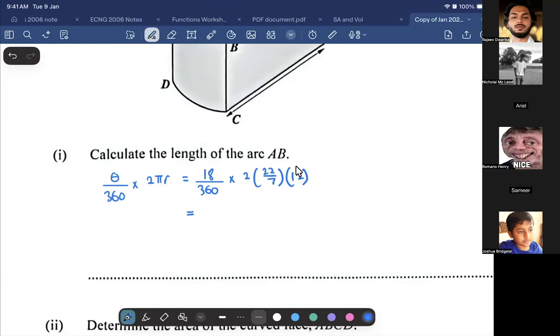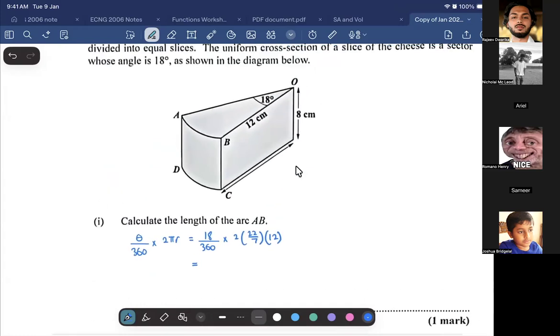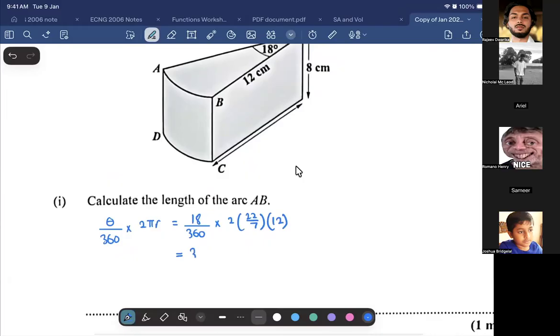Alright, so Samir, let me know what you get for that. I get 3.77. Is anybody else getting that? 3.77 centimeters. Yes, sir. Okay, cool.